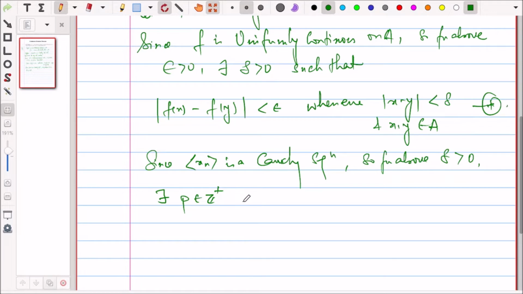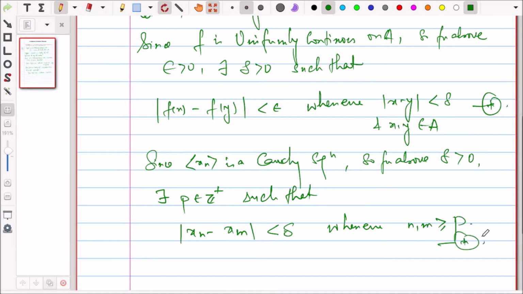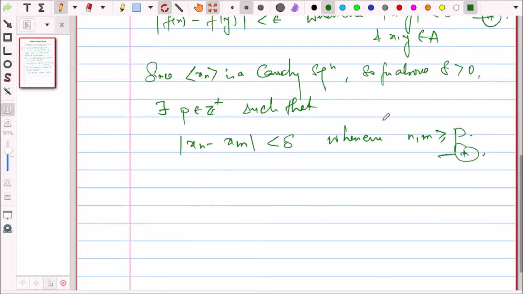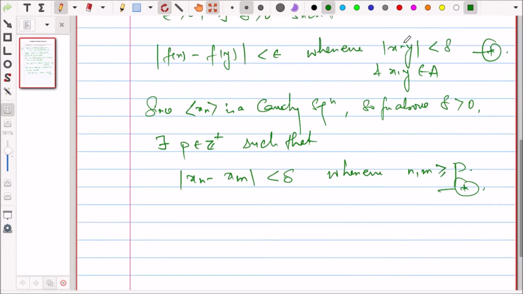So there exists p belonging to positive integers such that |x_n - x_m| is less than delta, because we are taking delta in place of epsilon, whenever n, m are greater than or equal to p. So now we have that |x_n - x_m| is less than delta, and when |x_n - x_m| is less than delta, then |f(x_n) - f(x_m)| will be less than epsilon.